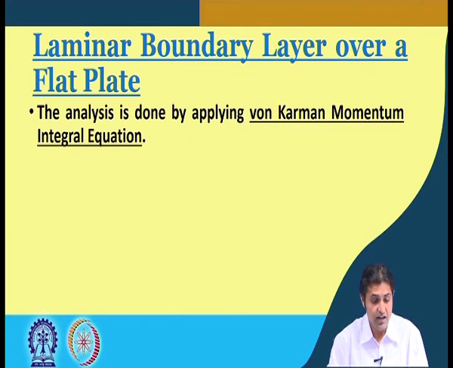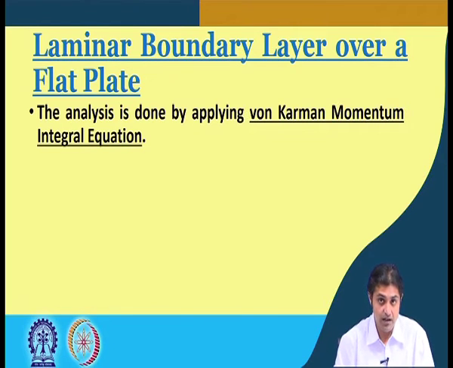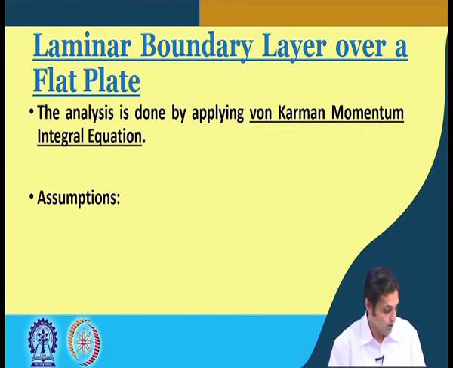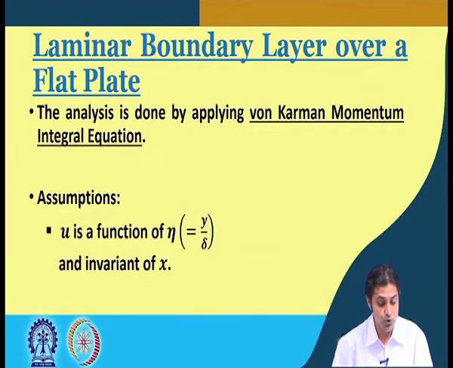So now this analysis is done by applying von Karman momentum integral equation, as it is common for both laminar and turbulent flow. The assumption is that u is a function of eta. Eta is y by delta. Y is the distance above the plate and delta is the boundary layer thickness, and is not a function of x. So u is not a function of x but only a function of y, or to be precise, y by delta.